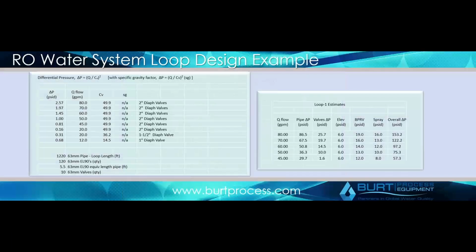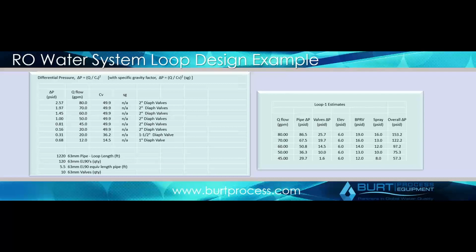And then it actually shows you here what the actual pressure drop is at various flows. So, total pipe pressure at 60, based on 1,220 feet of pipe at 2-inch, elbows, and different valves that are involved. The elevation difference, back pressure if you have a spray ball in your system, and then your overall PSI requirement, somewhere around 97 PSI. This is an example in this case.